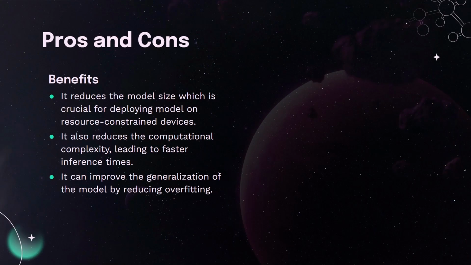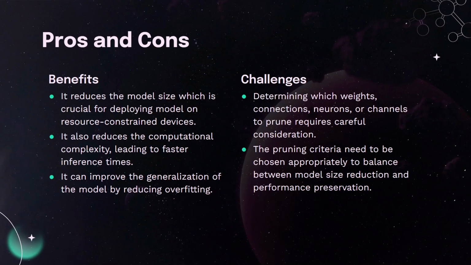But there are also some challenges while implementing pruning. It is pretty challenging to decide which weights, connections, neurons, or channels to prune without reducing performance, which otherwise might lead to underfitting. The pruning criteria must be chosen carefully to balance between model size reduction and performance preservation.